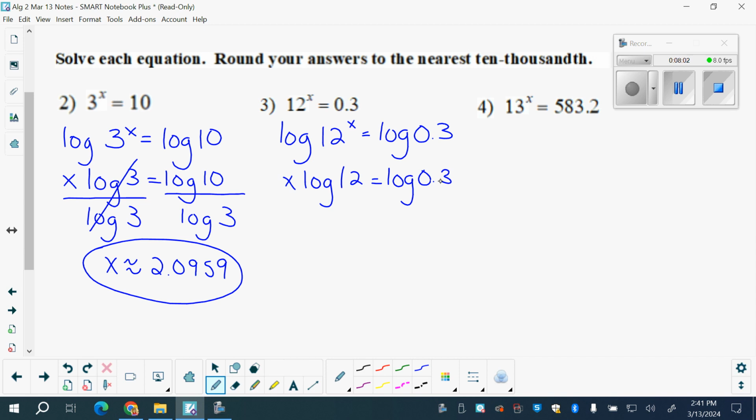And then what would be our next step there? Kira, do you know what the next step is? That's right. Divide both sides by log 12. So we get x is, what does this symbol mean here? About, it's approximately equal to, because we are rounding it. We're not giving an exact answer.